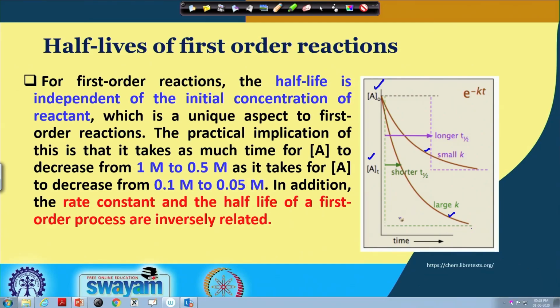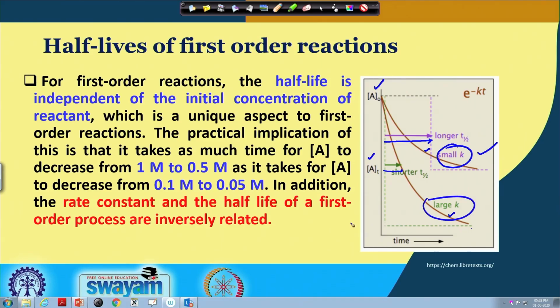So, the time frame for this half life is quite low as compared to the time frame of this half life here. Here the half life is basically this duration, and obviously this duration is quite high. So, obviously for smaller k the half life is more than that of larger k. In case of large k the half life is less, in case of small k the half life is more.